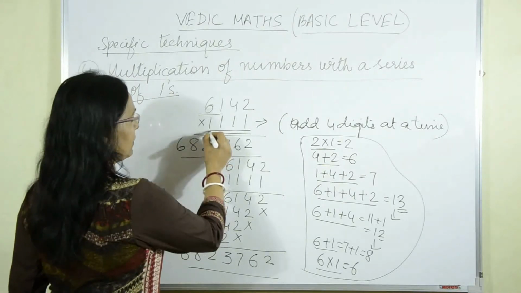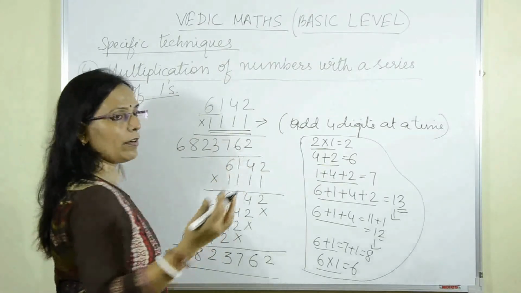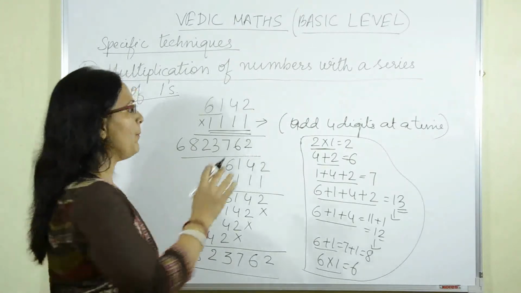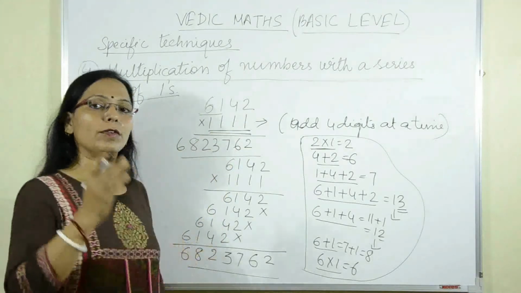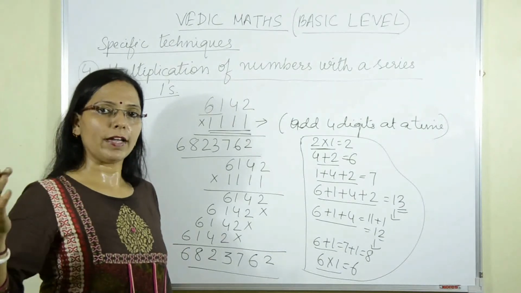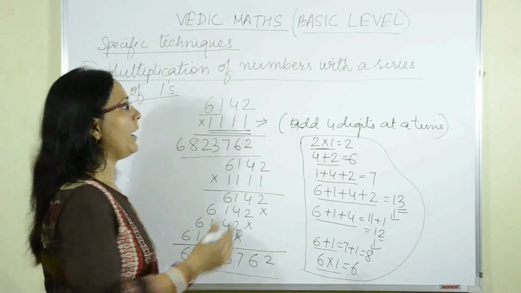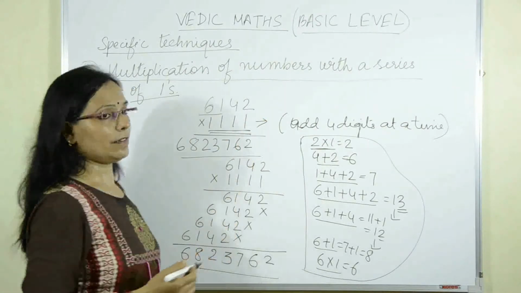Now if it is again the next higher order of 1, say 5 ones, then we will go 1, 2, 3, 4, 5, again 4, 3, 2, 1 and this is how we do it when we have to multiply with the series of 1.